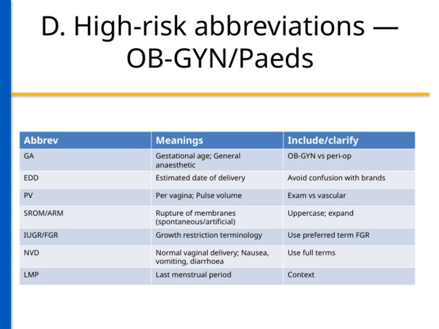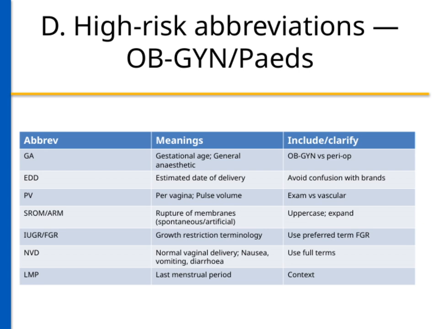When you see PV, it typically means per vagina, often related to pulse volume. But in examinations, it can also refer to vascular assessments, so context matters. Now, SROM and ARM both relate to rupture of membranes. SROM stands for spontaneous rupture of membranes, and ARM is artificial rupture of membranes. It's best to write these in uppercase and expand on them to avoid misunderstandings.